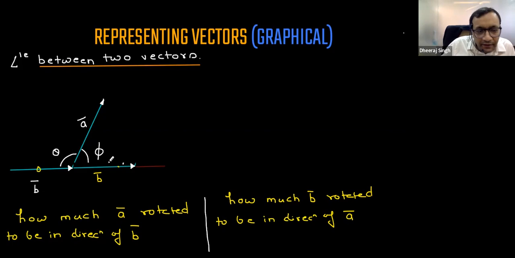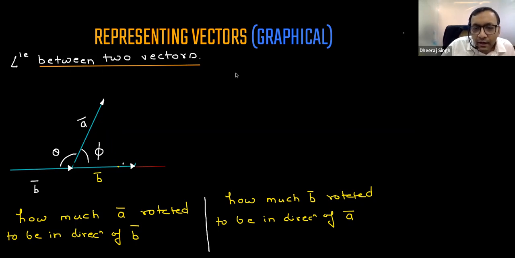This vector and this vector are same. I have moved the vector parallel to itself. It will be phi only, yes or no? Type in. Do you all understand? B rotates by phi to be in the direction of A, and A can rotate by phi to be in the direction of B. All of us agree? Everyone? Type in quick. Why not theta? Okay, somebody is asking why not theta.